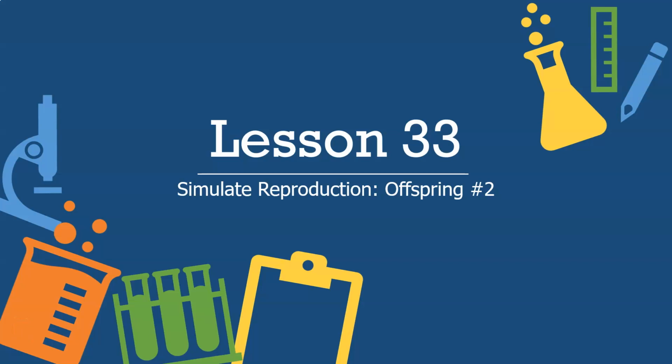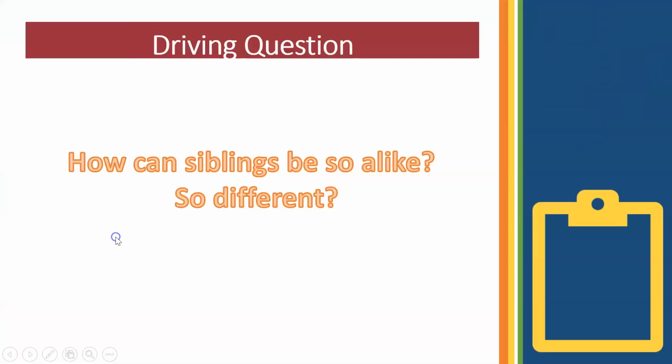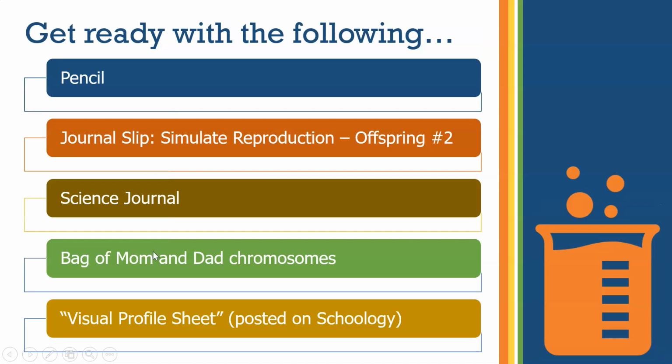Lesson 33, Science 7, and today we're going to simulate offspring number 2 for our mom and dad. Again, I want you to pay careful attention to the process we're using to create the offspring, because understanding this helps us to answer our driving question: how can siblings be so alike and others so different? So grab the same materials from yesterday and let's get right to it.